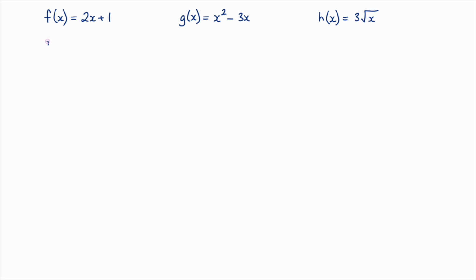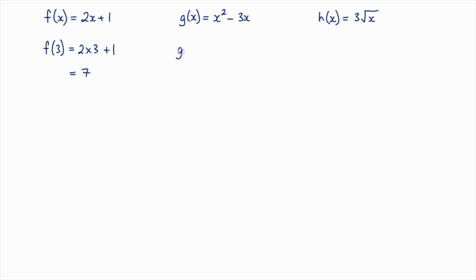So for example, if I have f of 3, what that means is wherever there is an x, I'm replacing it by 3. So I've got 2 multiplied by 3 plus 1. 2 3s are 6, plus the 1 is 7. So f of 3 is equal to 7. Let's do the same here.